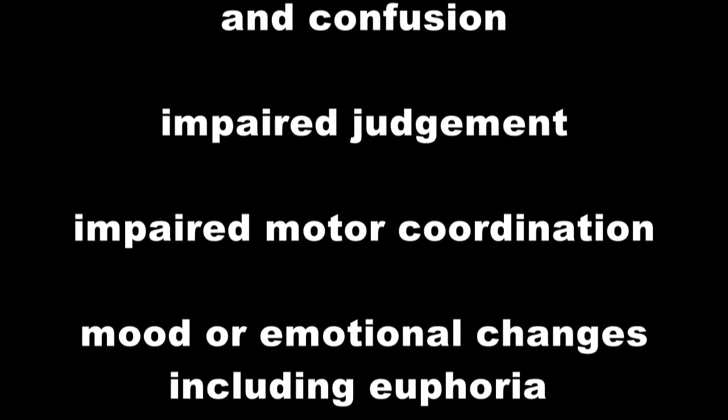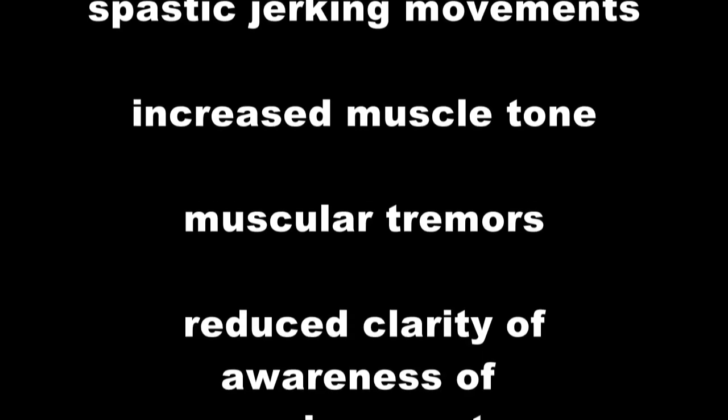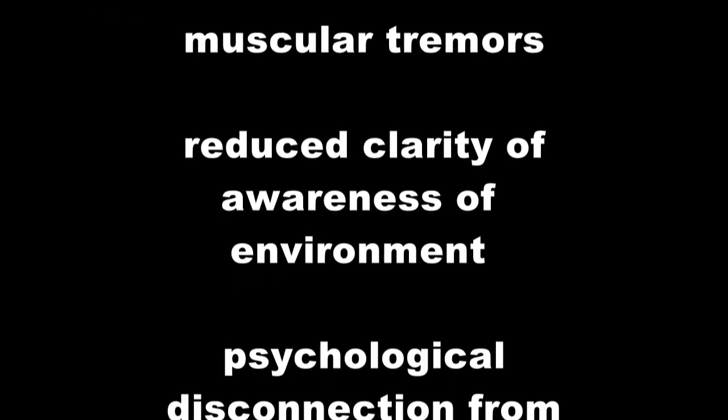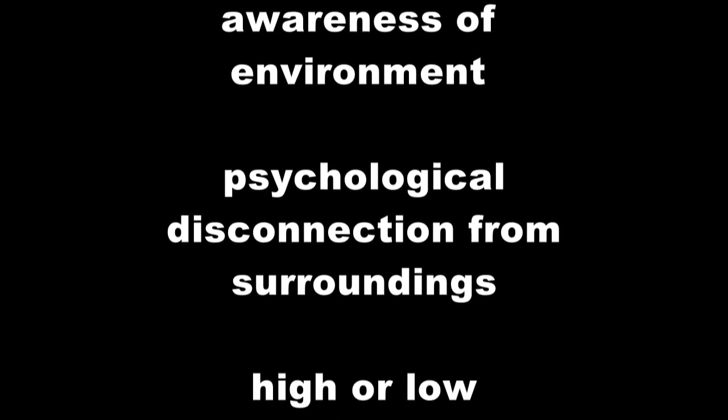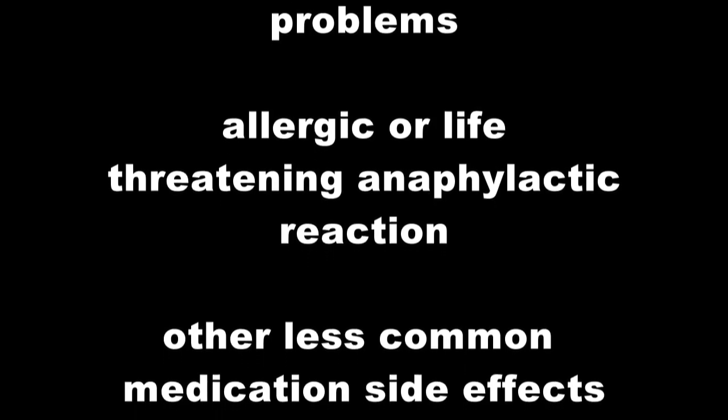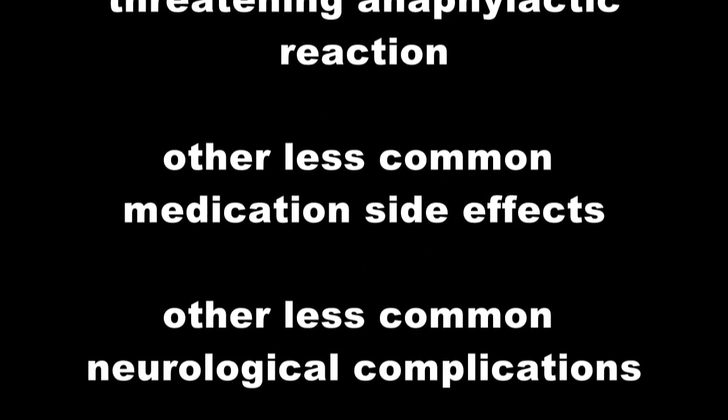disorientation and confusion, impaired judgment, impaired motor coordination, mood or emotional changes, including exaggerated sense of well-being, euphoria, and psychosis, spastic jerking movements, increased muscle tone, muscular tremors, reduced clarity of awareness of the environment, psychological disconnection from the surroundings, high or low blood pressure, amnesia, loss of emotional control, depression, fatal respiratory problems, allergic or life-threatening anaphylactic reactions, less common temporary or permanent medication side effects, other less common temporary or permanent neurological complications, and death.